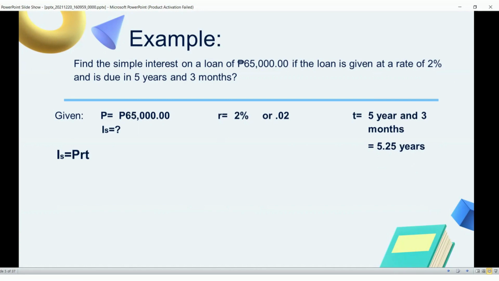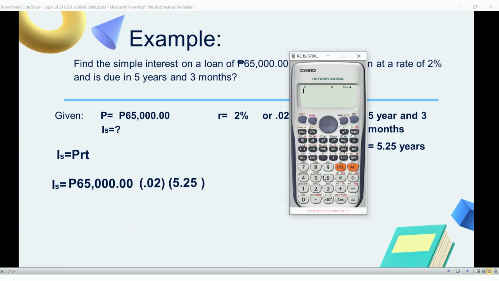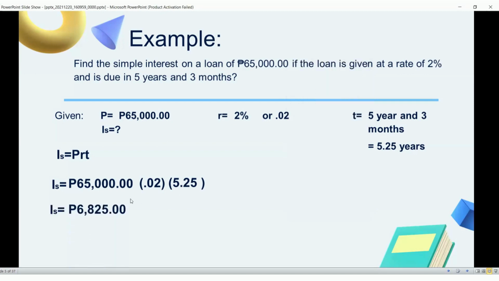So, ang formula natin, dahil simple interest ang hinahanap, ay I is equal to PRT. So, substitute lang natin yan. P is 65,000 pesos, ang R natin ay 0.02, times time natin ay yung 5.25 years. So, multiply natin yan. 65,000 times 0.02 times 5.25 equals 6,825. Check natin kung tama. So, tama. Ganyan lang kumuha ng simple interest.